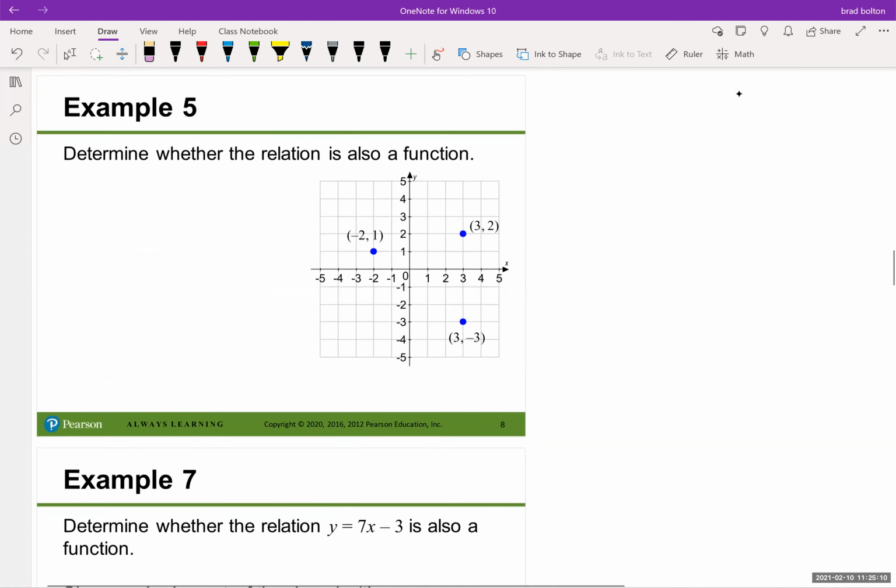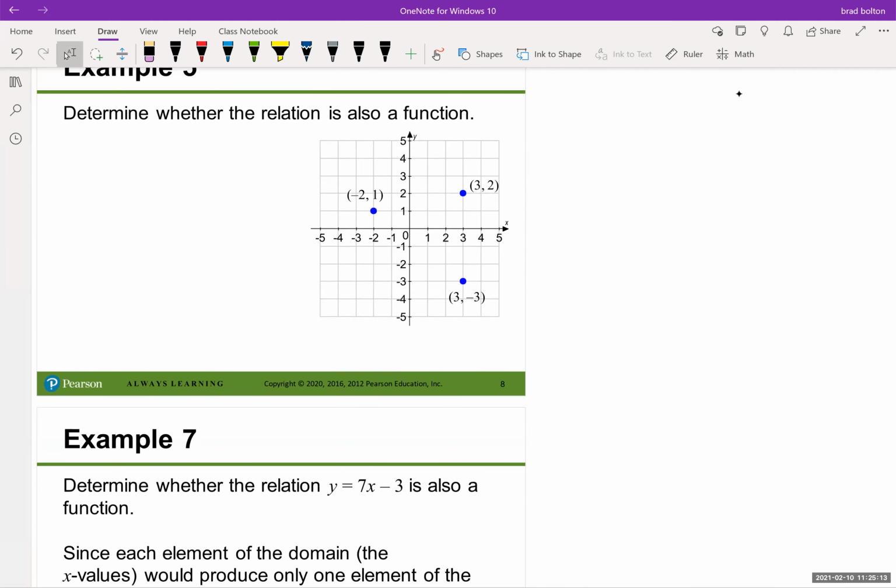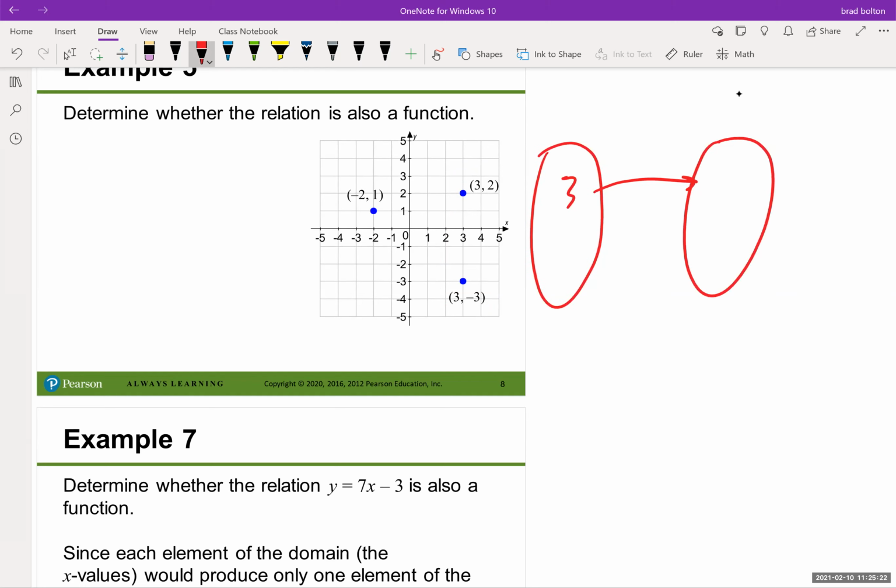Okay. So determine whether this relation is also a function. Well, right here, I'm worried. Right there, I see that 3 maps to 2. Okay. Here's 2. But I also see that 3 maps to negative 3. This negative 2 maps to 1, right? So I see that one X value, one domain value, maps to 2 different range values. It could be 2 or negative 3, okay, or 2 and negative 3. Okay, so to me, this is not a function.